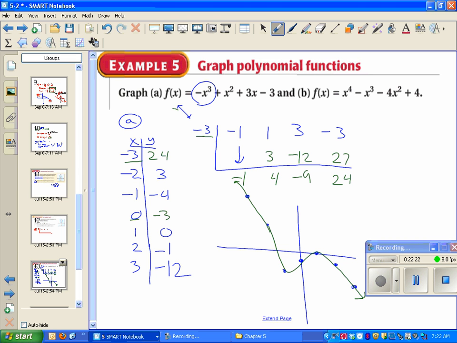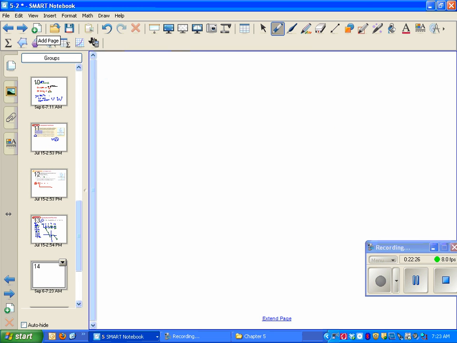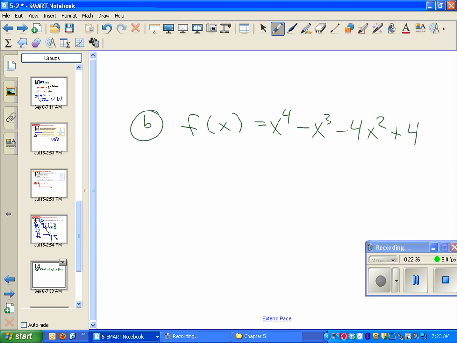For number 4, or B, let's move that to a different page. So B again was f of x equals x to the 4th minus x cubed minus 4x squared plus 4, right?